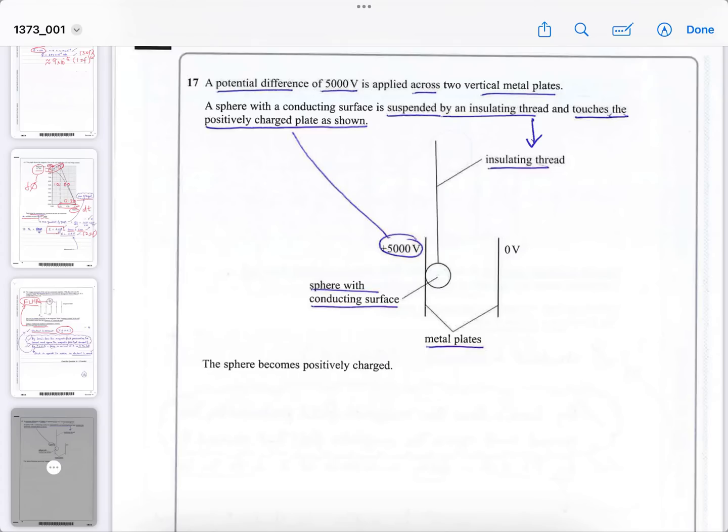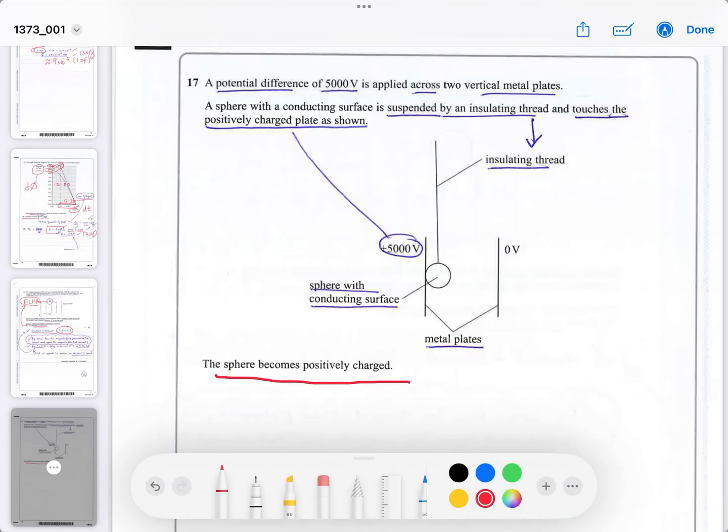A sphere with a conducting surface is suspended by an insulating thread and touches the positively charged plate as shown. Obviously that sphere will become positively charged, and eventually it's going to be repelled by the positive plate that caused it to become charged. So it tells you the sphere becomes positively charged.